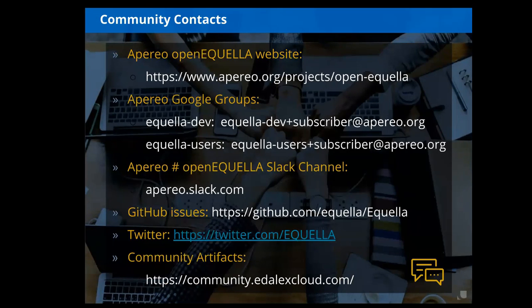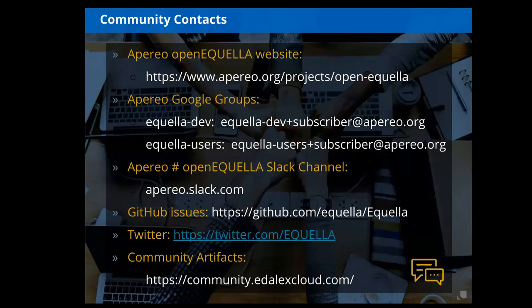So as we get near the end of this briefing, we wanted to just give a call out to get involved in the community. If you're interested in openEQUELLA, if you like it, or if you don't like it and you want to change it, please get involved. The most active methods are using the Google groups and creating GitHub issue tickets. There's also a Twitter handle.